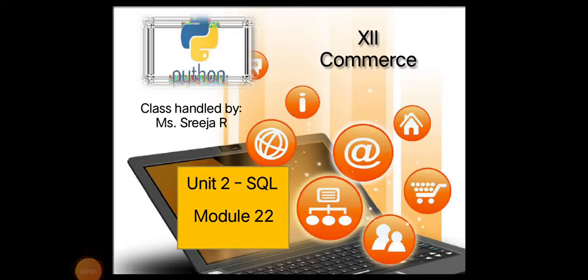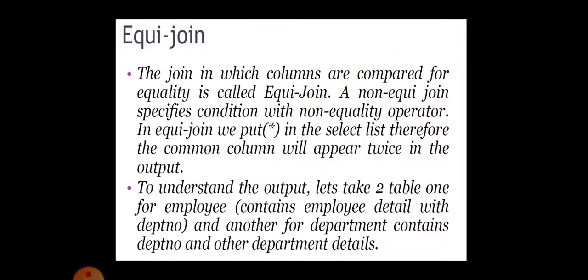My dear children, this is the continuation of join clause only. Here we are going to discuss about EQ join. That is the second category of joins. EQ join, the join in which columns are compared for equality, is called EQ join. A non-EQ join specifies condition with a non-equality operator.